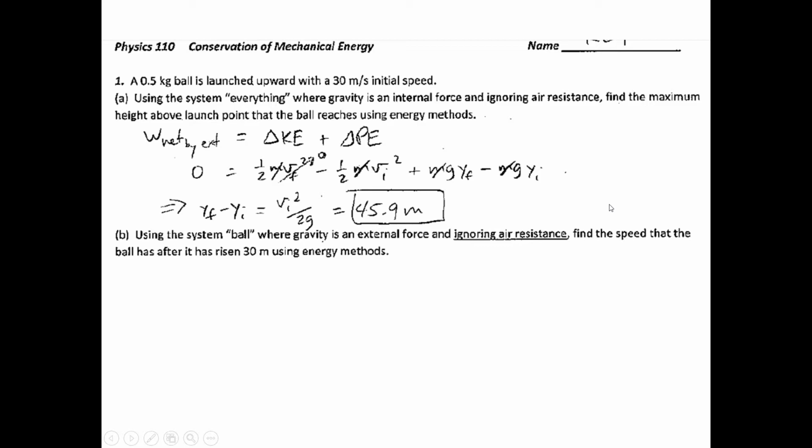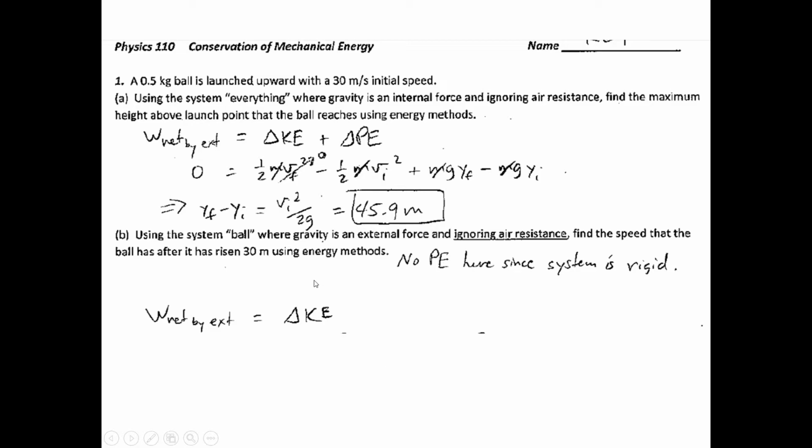The question now is to find the speed that the ball has after it's risen 30 meters above the release point. Again, using energy methods. And here's how we'll approach it. In this case, there's no potential energy to be spoken of because the system is just a rigid particle. There are no internal forces to associate a potential energy with. So the work-kinetic energy theorem applies to that. It's a particle. So here is the work-kinetic energy theorem.